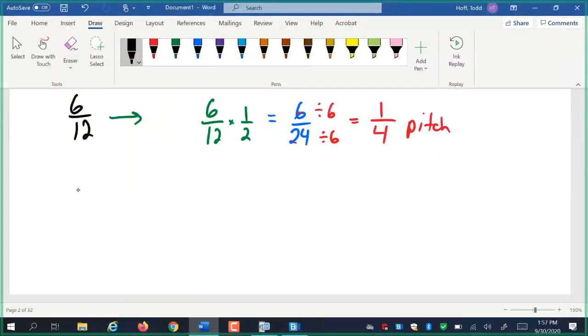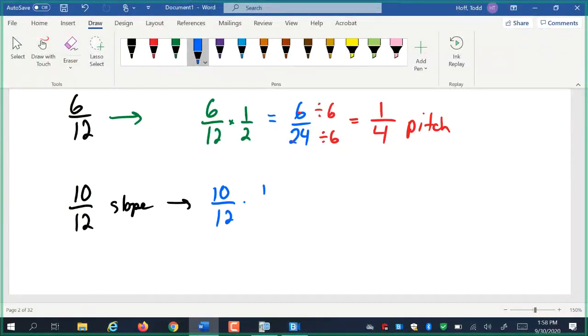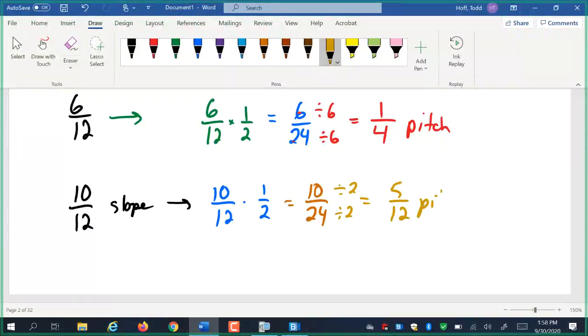What if we have a 10/12 slope? Well, we take our 10/12 times 1/2, gives us 10 over 24, and then we reduce it. Both of those can be divided by 2, gives me a 5/12 pitch. That one's kind of confusing because it looks like a slope because it's over 12, but it's not. It's actually a pitch.